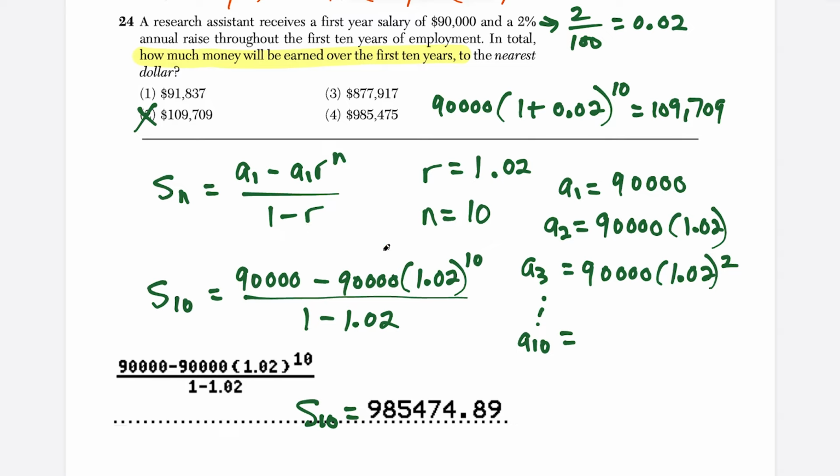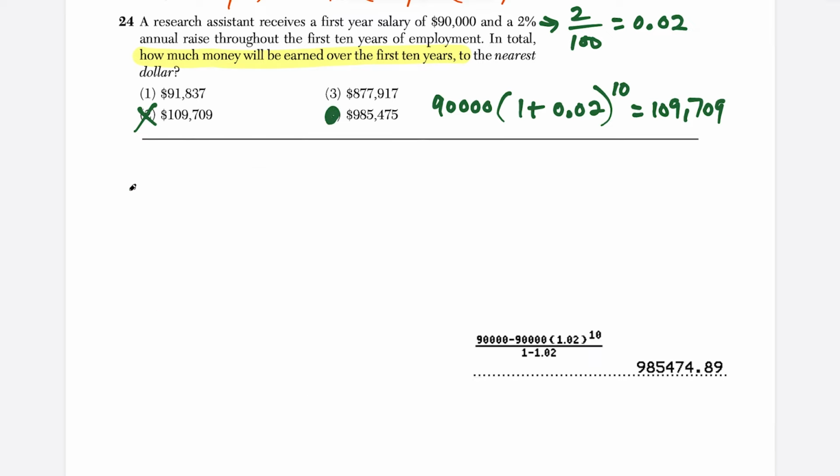So here, we're rounding to the nearest whole number. In the ones place is a 4, to the right is an 8. So this would round up to, we would say 985,475, and we'll see that this matches up with choice 4. Before we move on, I just want to look at a common sense solution.